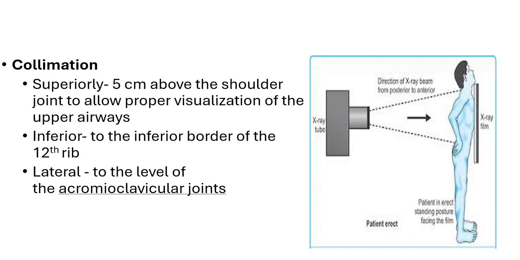Collimation used for the chest X-ray is superiorly 5 cm above the shoulder joint to allow proper visualization of the upper airway, inferiorly inferior border of 12th rib, and laterally bilateral acromioclavicular joints.